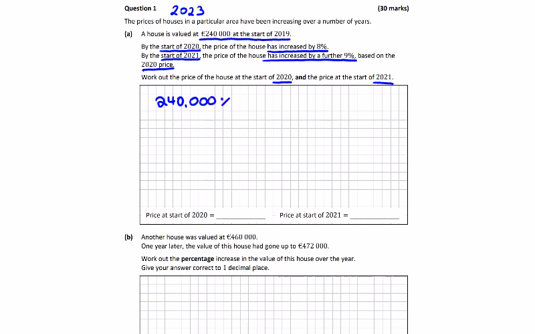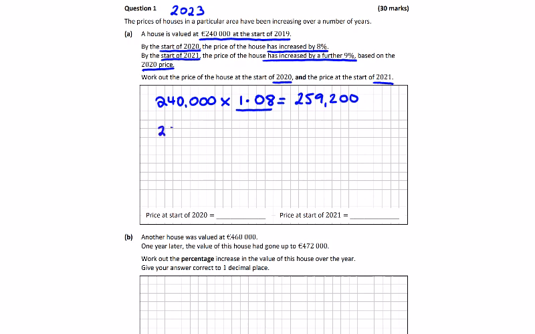240,000 multiplied by... when something increases by 8%, we can multiply it by 0.08, which would give us the increase. But if we multiply by 1.08, it gives us the total at the end of the increase. So that gives 259,200. So that's now 108%.